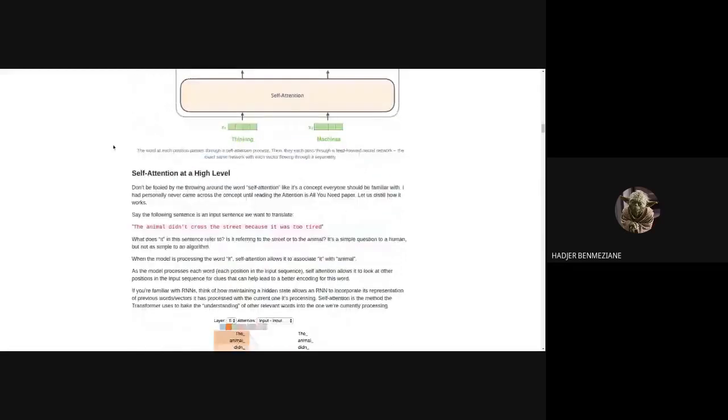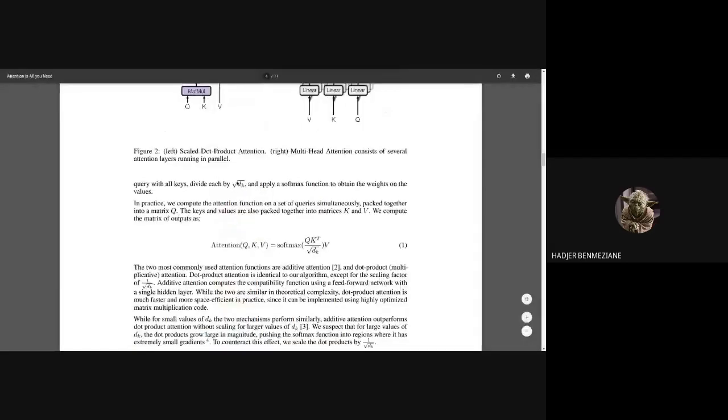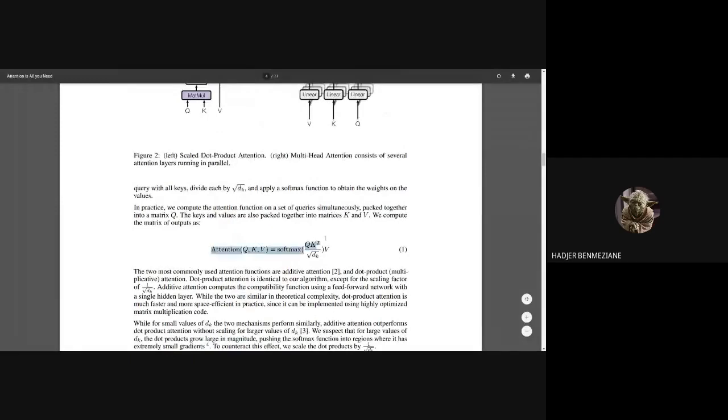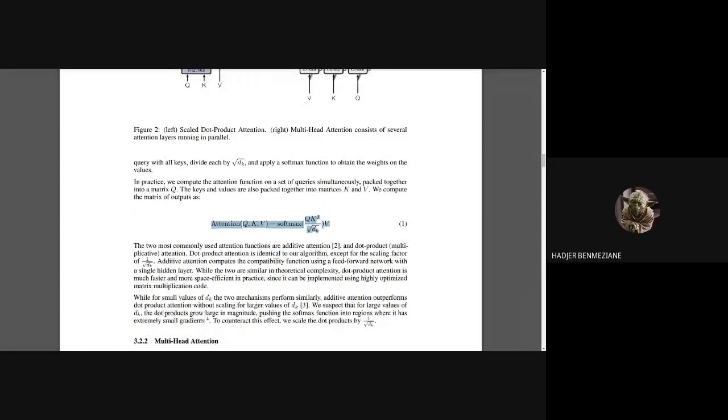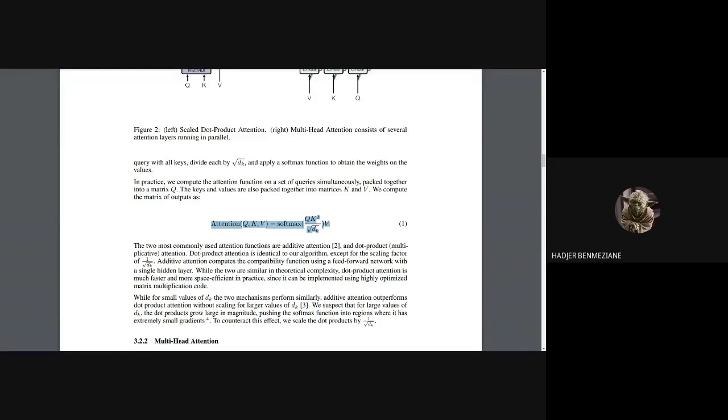Okay, so maybe we're going to talk about the self-attention. It's going to be better in detail. In the paper, they give the math formulation of the attention layer. It's quite difficult for me to read it in math formulation, and I prefer the illustrated version of Jalammar.